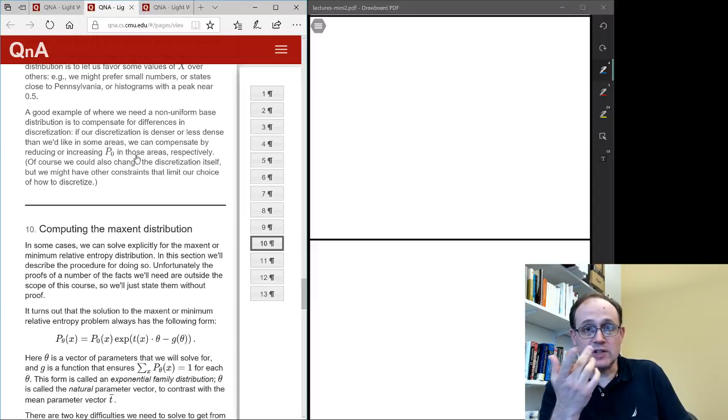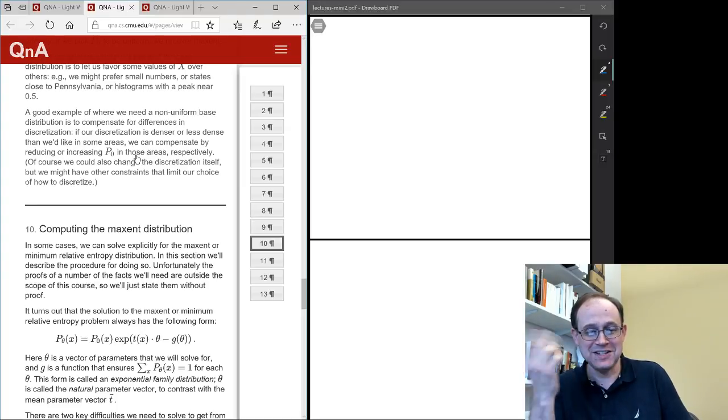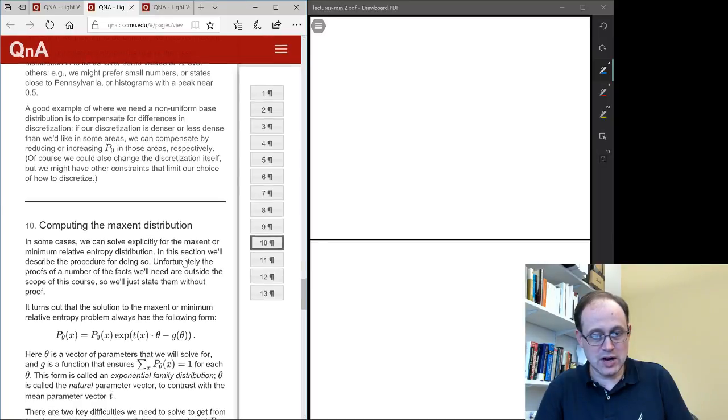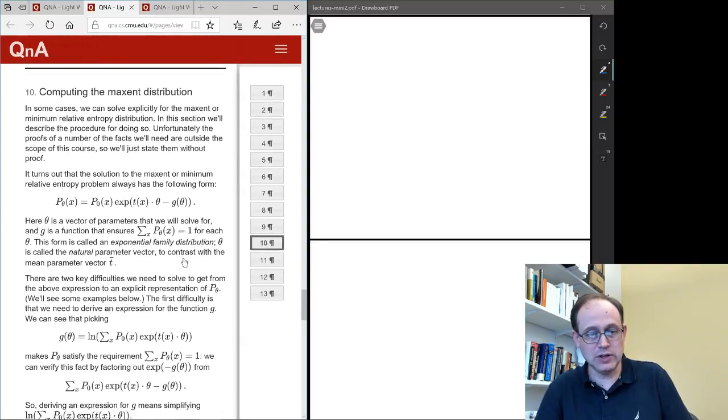All right. We had some nice questions about entropy and information during and after last class. So let's go ahead and keep having those. And we'll start now with computing the Maxent distribution.